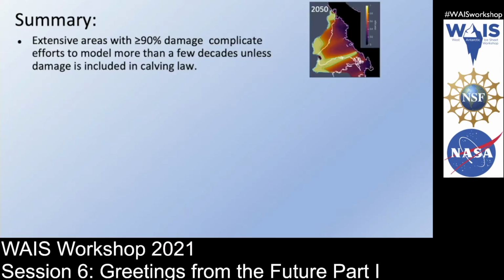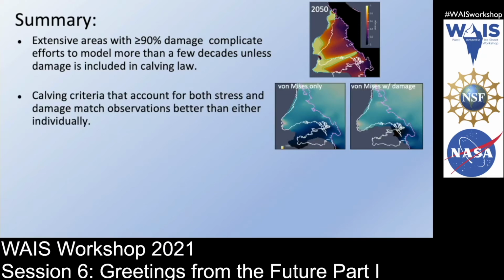In summary, we find that the accumulation of significant damage across extensive parts of the ice shelf indicates that we really can't expect to model Thwaites Glacier accurately for more than a few decades unless we include damage in the calving law. We also find that calving criteria that account for both stress and damage match observations better than either do individually.